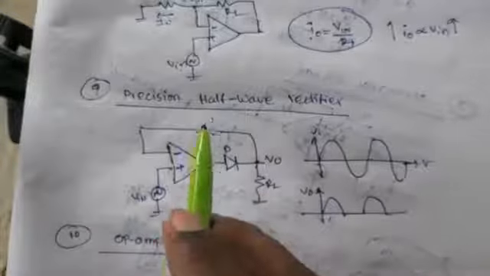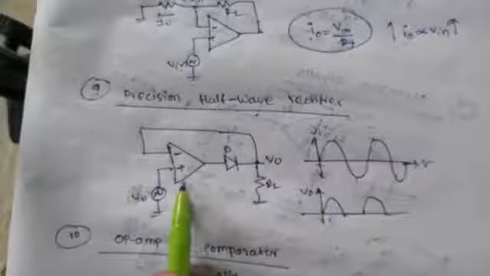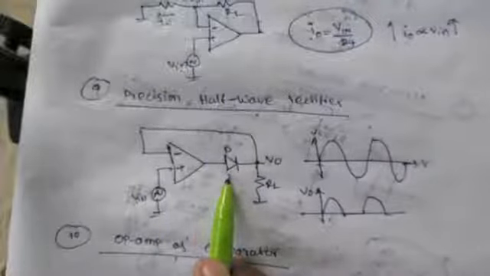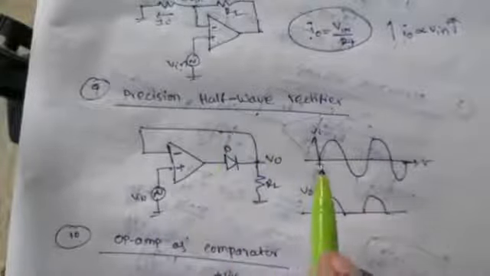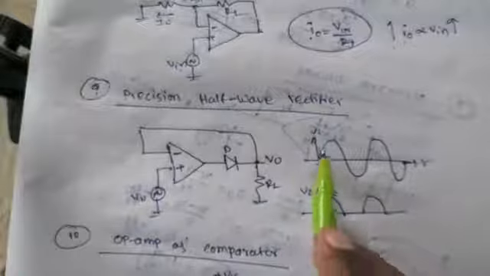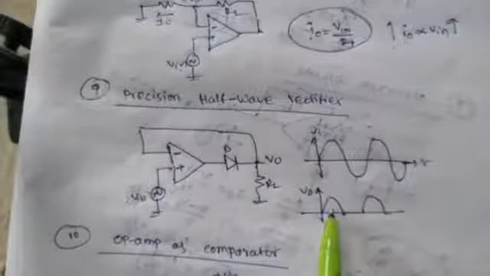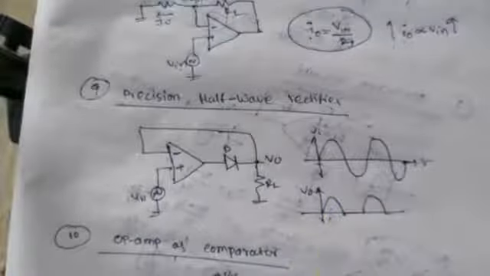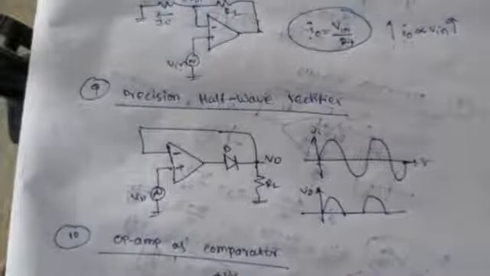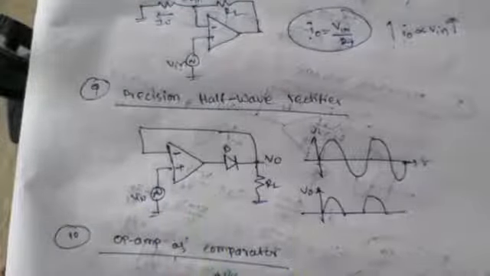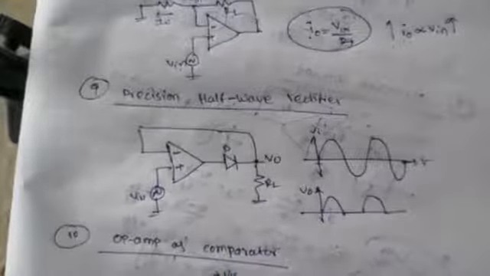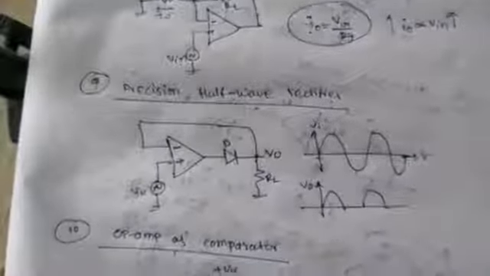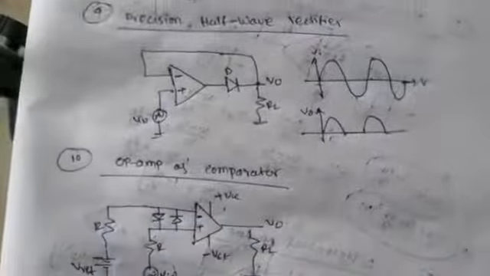In this case, we will use an operational amplifier along with a diode. So it is a half wave rectifier. Half wave rectifier means during the positive half cycle it will be converted into the output. During the negative half cycle it will not convert. Similarly, if we use two diodes, it will be converted into a full wave rectifier. So precision rectifier is nothing but an application of operational amplifier.